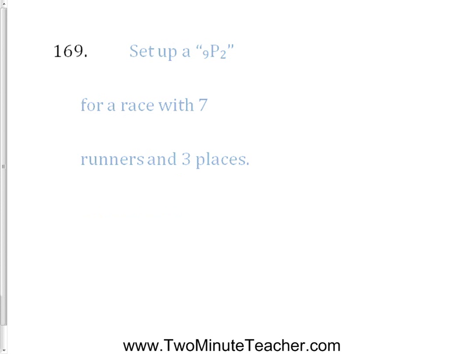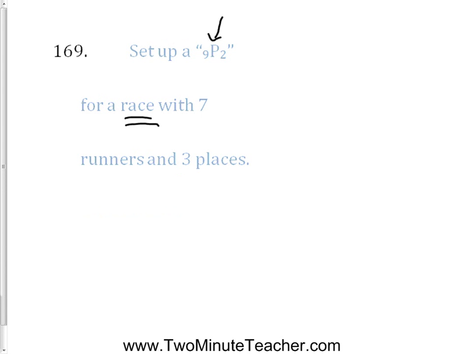All right, next. Set up a 9P2 for a race with 7 runners in 3 places. Okay, well, this is just an example of one, and they're saying to do either a P or a C, and then a number in front and a number after it.